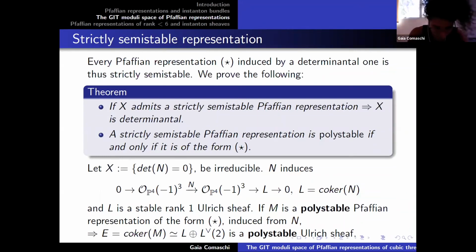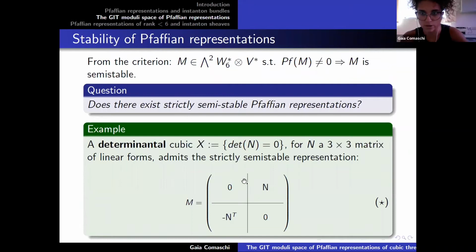What we can prove is that if a cubic admits a strictly semi-stable representation, then it must be determinantal. And among all the strictly semi-stable representations, all those that are polystable, so all those that have closed orbits, are actually those that are induced by the determinantal one. So by star, I indicate a representation that has this block structure: determinantal, and the two 0 blocks.